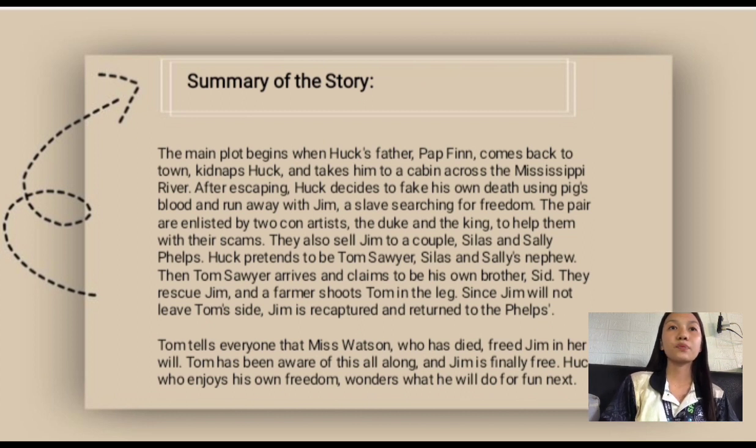After Tom dismisses Huck's practical method of escape, a pursuing farmer shoots Tom in the scalp. Because Jim will not leave the injured Tom, Jim is again recaptured and taken back to the Phelps' farm. At the farm, Tom reveals his entire scheme to Aunt Sally and Uncle Silas. Readers learn that Miss Watson has passed away and freed Jim in her will, and Tom has been aware of Jim's freedom the entire time. At the end of the novel, Jim is finally set free, and Huck ponders his next adventure away from civilization.